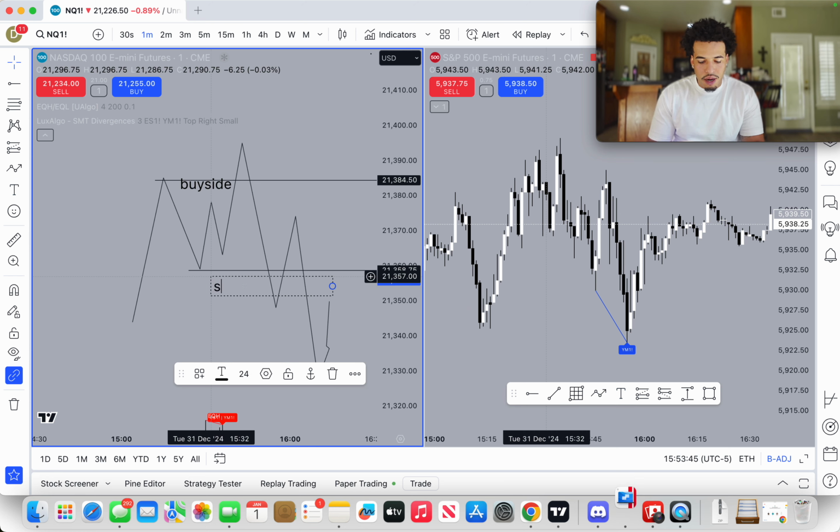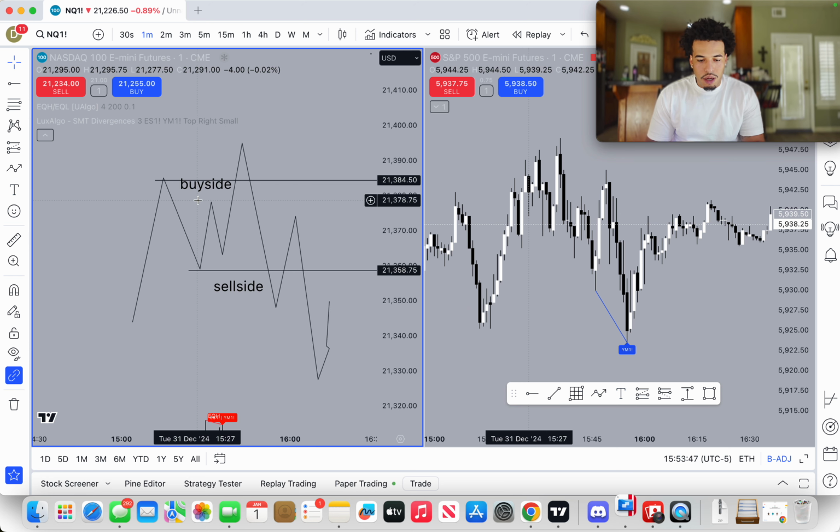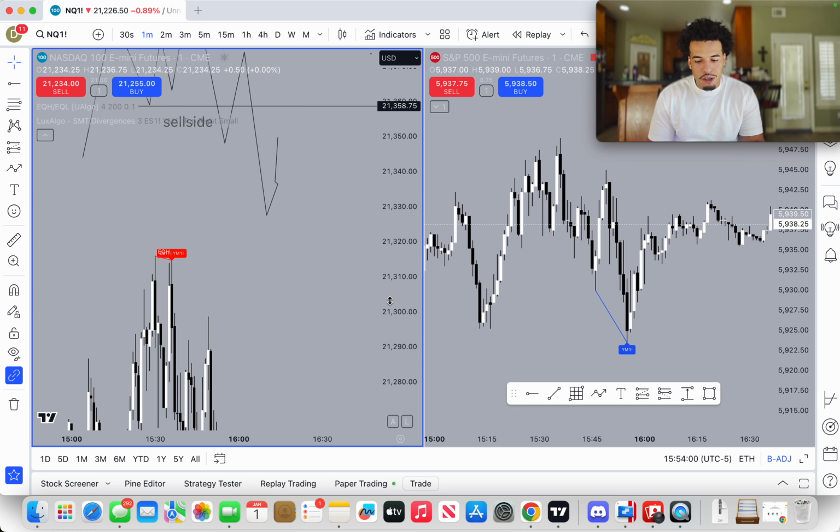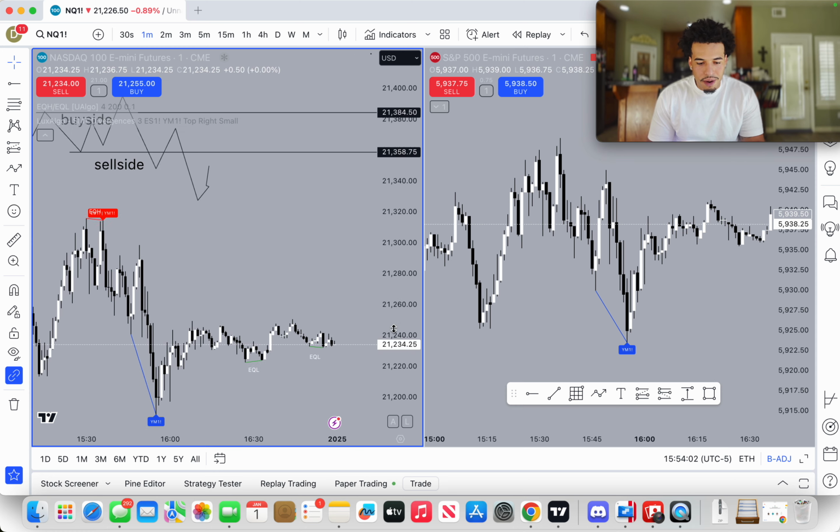This is sell side. Okay, if we're bearish, we want to see buy side get taken out before we target sell side, right? Buy side got taken out. Now you can see it came down and swept sell side, right? Okay, now that's pretty obvious. I'm sure I just went over that, but I just want to reiterate it.